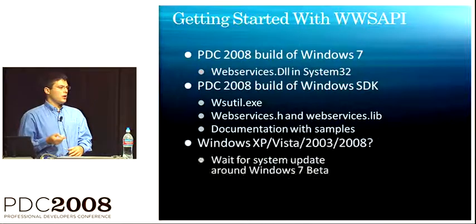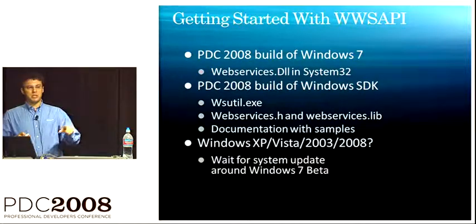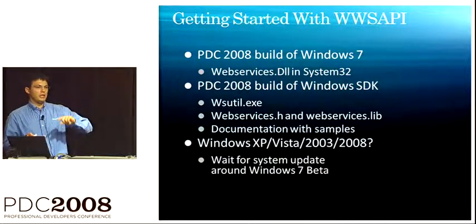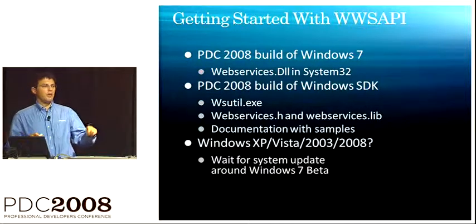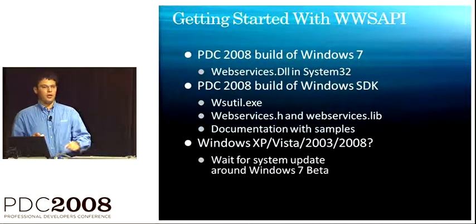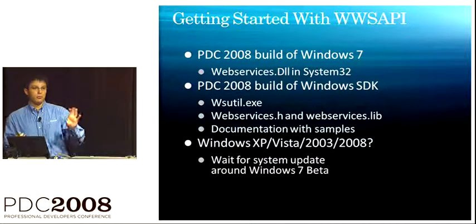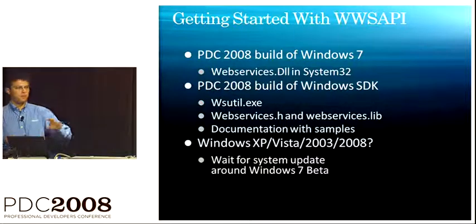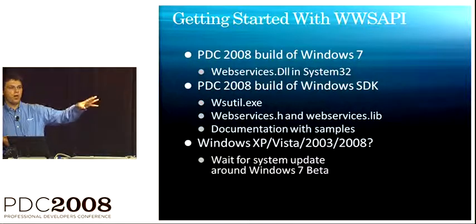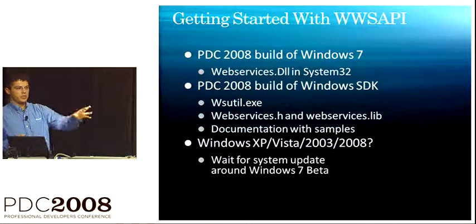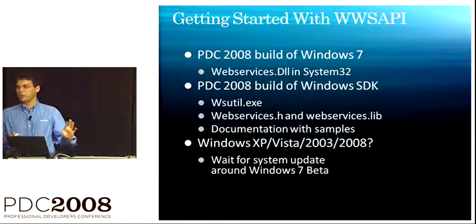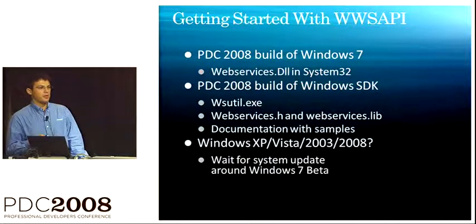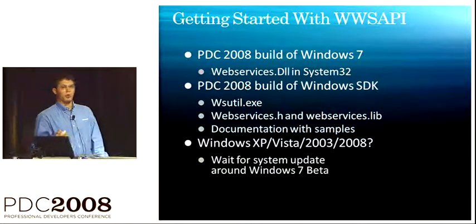Now, if you're interested in XP, Vista, 2003, 2008, just as I said before, please wait for the system update. We will try to have it shortly after the Windows 7 beta. By shortly, I mean I think within a month we'll try to have it. I will have some links on the blogs and the newsgroups. Just monitor those, and I will let you know when our system update is ready and where it is available.